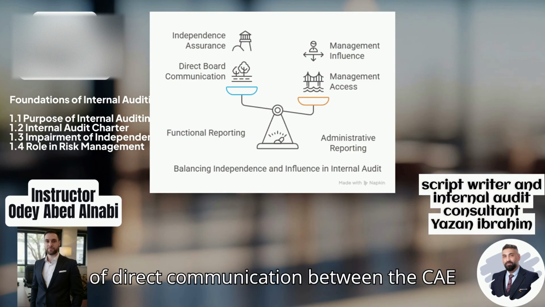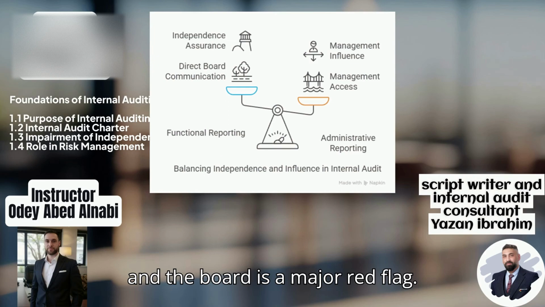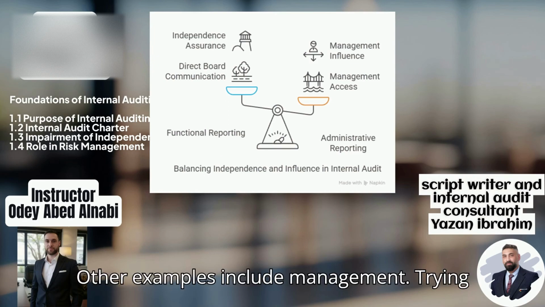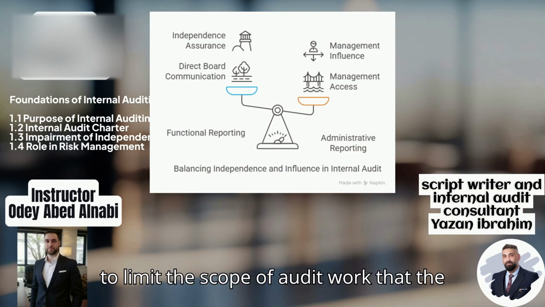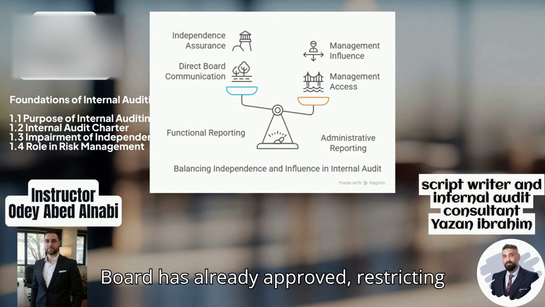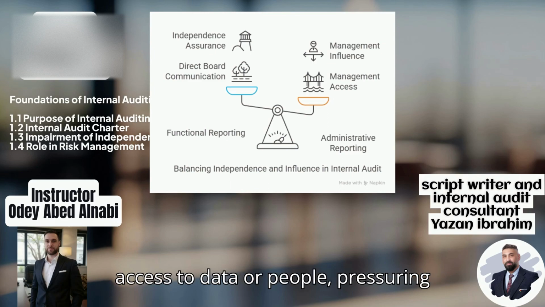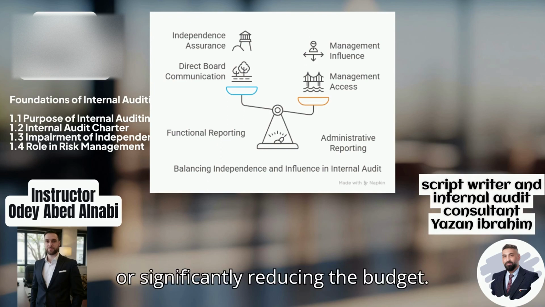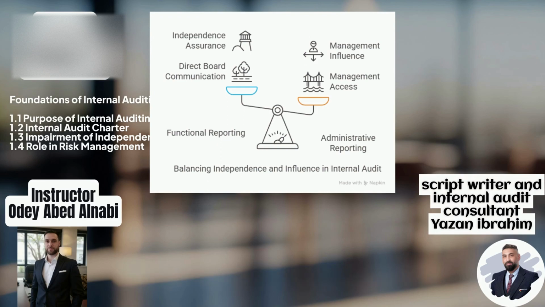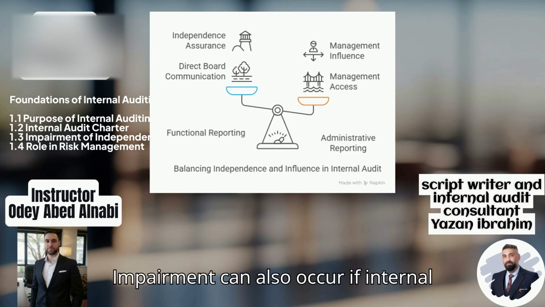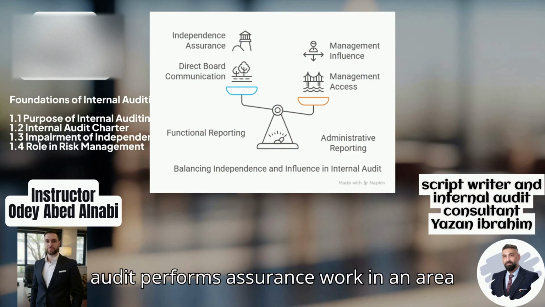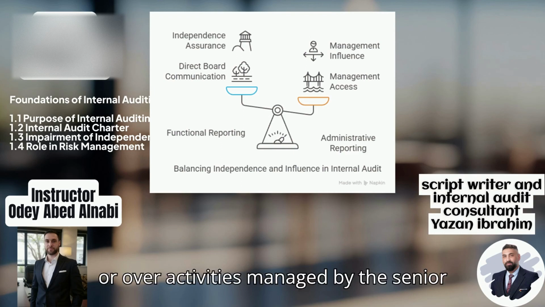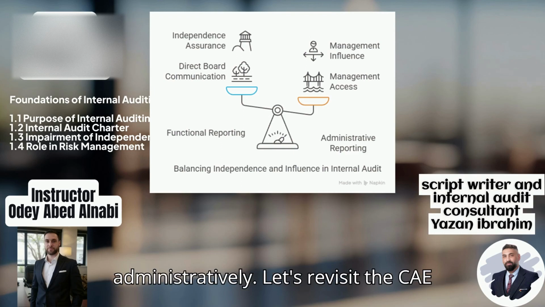Impairments to independence can arise from various situations. A lack of direct communication between the CAE and the board is a major red flag. Other examples include management trying to limit the scope of audit work that the board has already approved, restricting access to data or people, pressuring auditors to change or suppress findings, or significantly reducing the budget. Impairment can also occur if internal audit performs assurance work in an area where the CAE has significant influence or over activities managed by the senior executive to whom the CAE reports administratively.